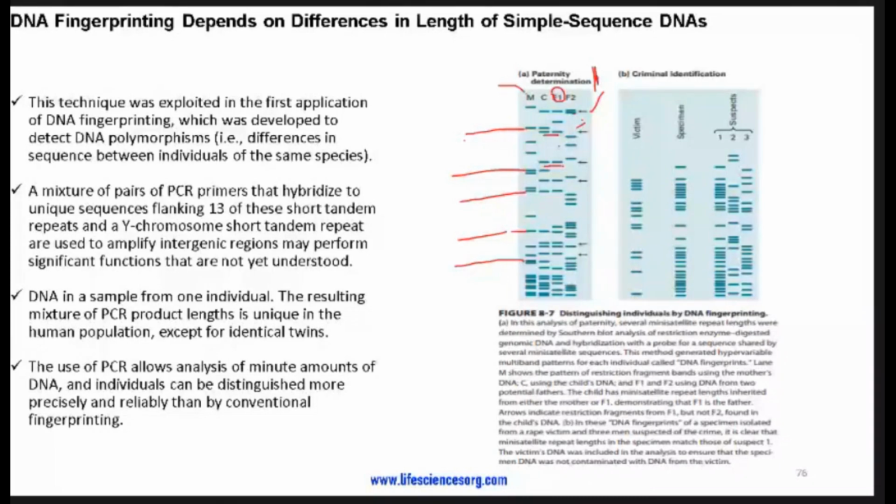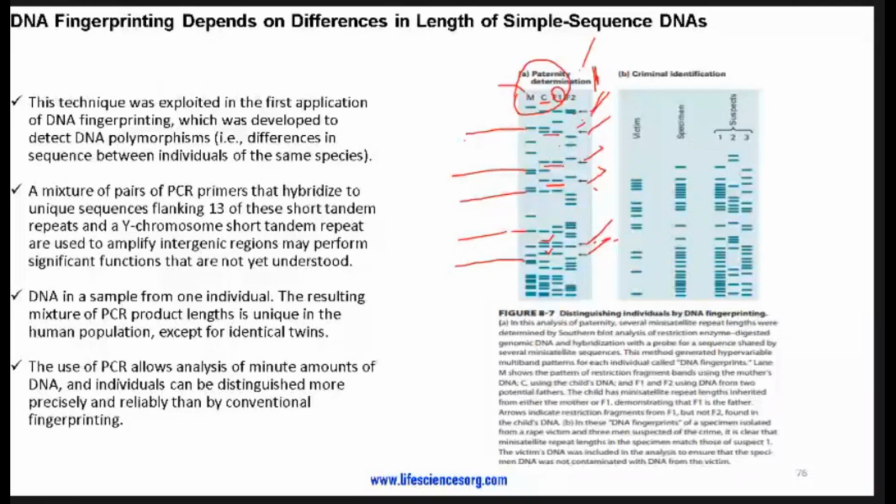And again, we can see here the distinguishing band, and here the distinguishing band. One, two, 3, 4, 5, 6. 6 distinguishing bands are only present in father 1 and the child, but not in father 2. So this way, by DNA fingerprinting, we know that F1 is actually the father of the baby. So this way, paternity can be found by the use of DNA fingerprinting.